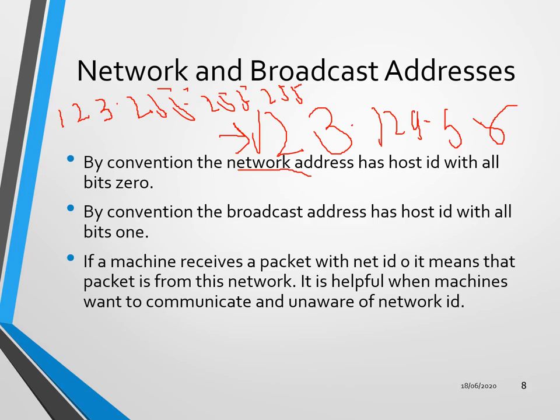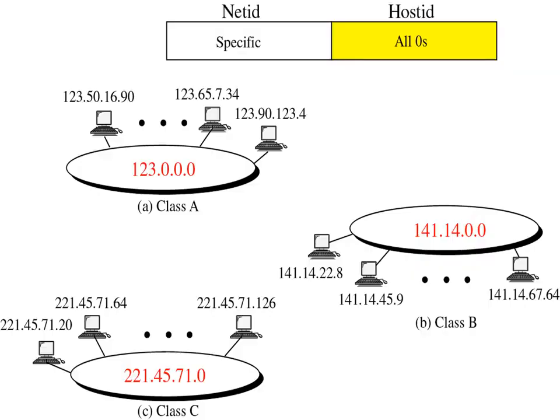If a machine receives a packet with net ID 0, it means that the packet is from this network. It is helpful when a machine wants to communicate and is unaware of network IDs. Here you can see that this is a class A. The network address is 123.0.0.0. These are the different IP addresses which belong to this network address, and you know that the net ID is specific and the host IDs will be all zeros in the network address.